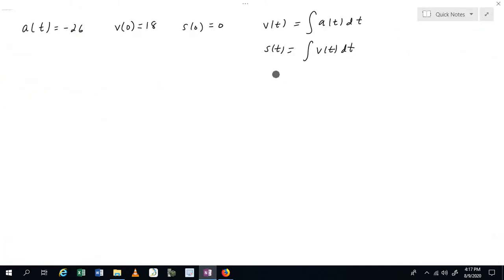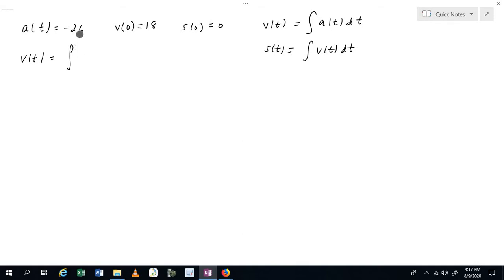First of all, the position function is the antiderivative of the velocity function with respect to time. And the velocity function is the antiderivative of the acceleration function with respect to time. So we're going to find the velocity function first by finding the antiderivative of the acceleration function. Once we have the velocity function, we'll find the position function by taking the antiderivative of the velocity function. So let's find this velocity function first.